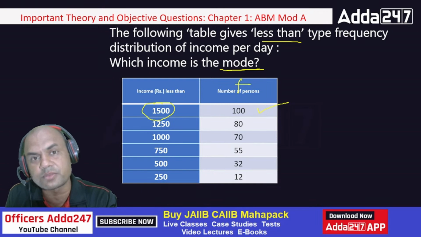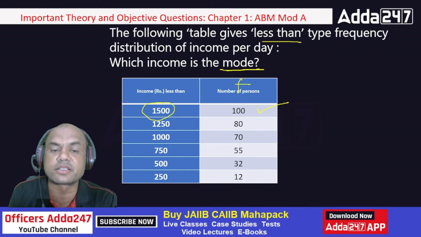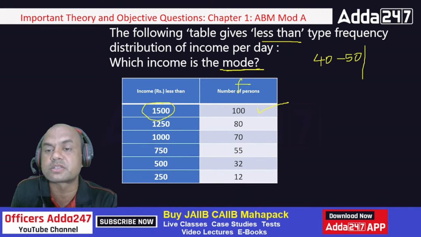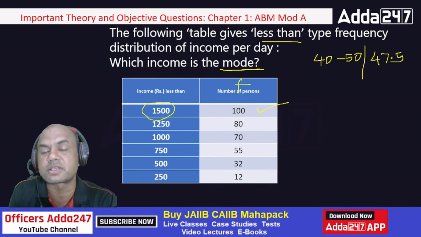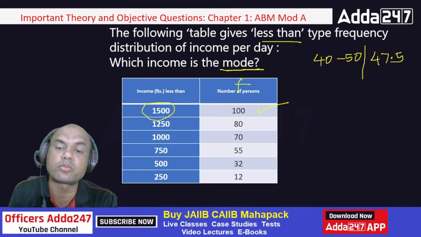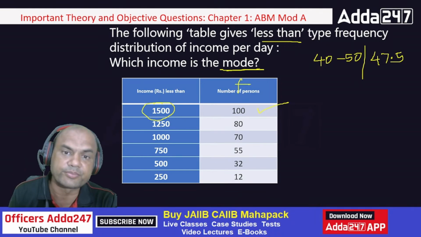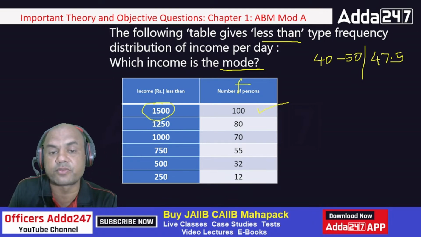Now see here, there are two types of classes. I can write that class as 40 to 50 like this also. Or I can write the central number, that is called as class mark. I can write it as 47.5 also. So this is written as a class mark system. It is not written in this 40 to 50, 50 to 60 level. Okay. So this is known as what? Mode. Mode is what? Any class with the highest frequency is known as a mode. Okay. So the answer is this 1500 class.